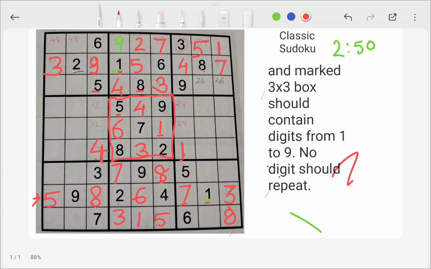And now this is 9. Only 2 numbers are left, that is 2 and 4. So this is 2. This is 4. Now if this is 4, we can eliminate 4 from the first row. This is 4 and 8.